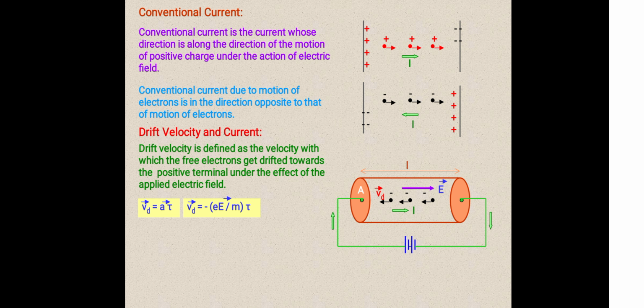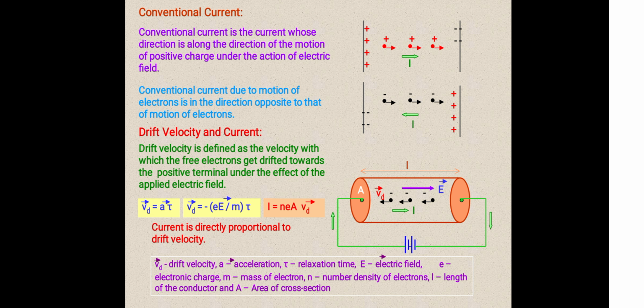So here the acceleration will be small e capital E by m. So the drift velocity will be Vd equals minus e E by m into tau. We can also say that the relation between I and Vd is I equals nAeVd. Here n is the number of electrons, e is the charge of an electron, A is the cross-section area of the wire or conductor, and Vd is the drift velocity. So current is directly proportional to the drift velocity.